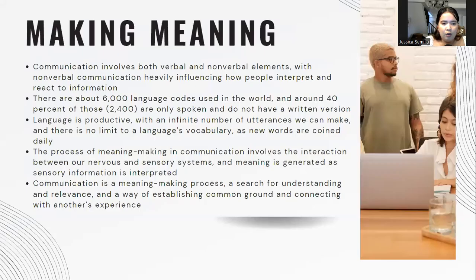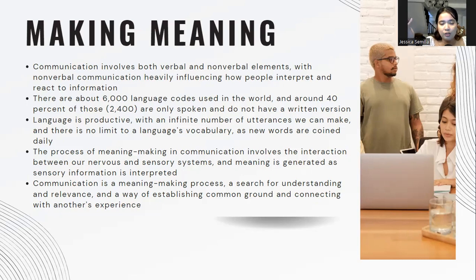So let's proceed. So making meaning. Making meaning could be involved in two ways. First, it could be in verbal. Second one, it could be in a non-verbal. Verbal, this is more of the word. When we talk about non-verbal, this is more of your actions that could create meaning also. So communication involves the two ways, the verbal and nonverbal element. So with nonverbal communication, this definitely affects the words coming out of the mouth of people. So with the verbal and nonverbal, people interpret meaning out of the actions and also out of the words.